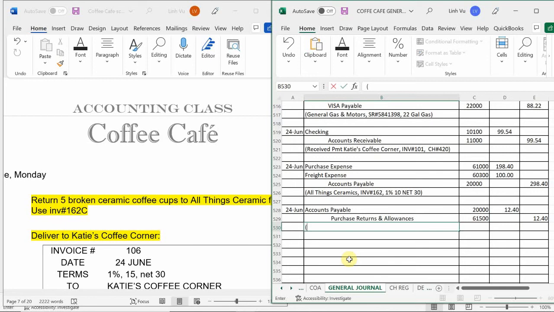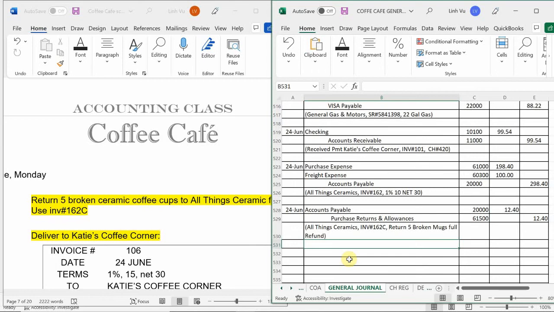Who are we requesting this credit from? All things ceramic. To be applied on invoice number 162. C for credit. Return 5 broken mugs, full refund. Right? Okay.